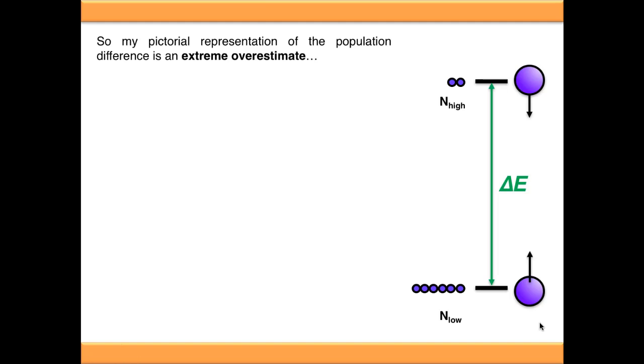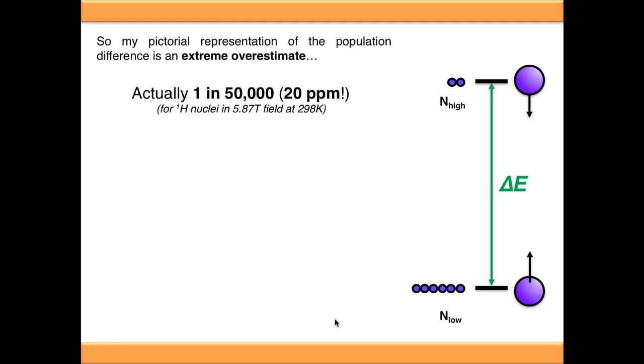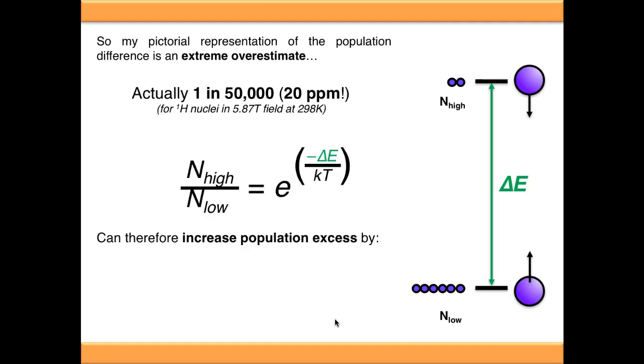So the pictorial representation that we had is actually a massive overestimate, where we've got 6 nuclei in the low energy state and 2 nuclei in the high energy state. Actually, it's 50.001 in the low energy state and 49.999 in the high. This is 1 in 50,000, which is about 20 parts per million. Obviously, that's dependent on the nucleus, the magnetic field strength, and the temperature.